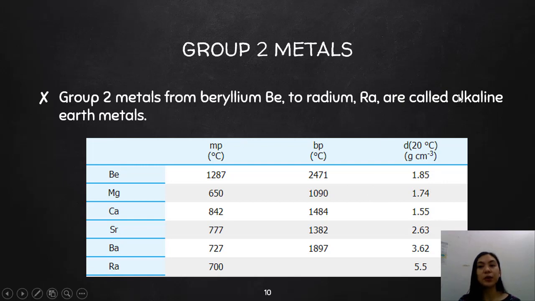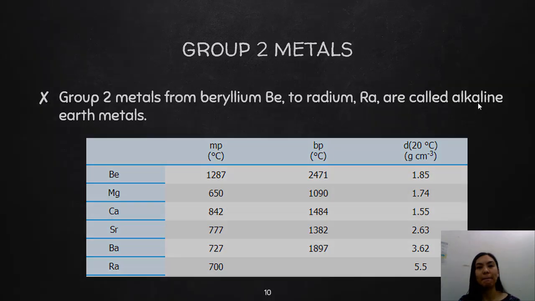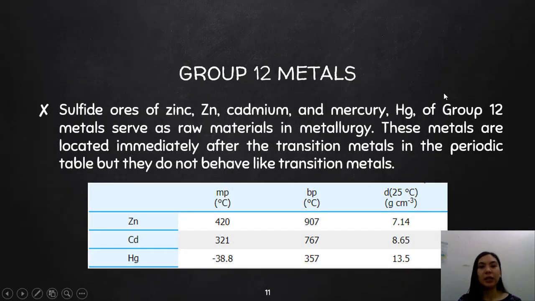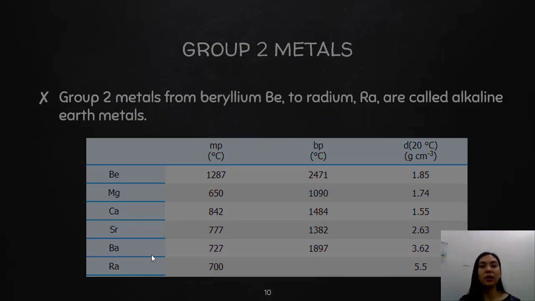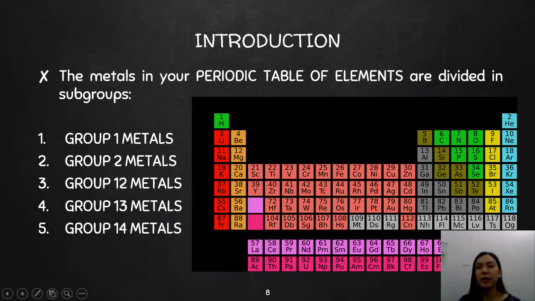So group 2 metals are called your alkaline earth metals. And now let's go to your group 12 metals. So group 12 metals consist of your zinc, cadmium, and mercury. Let's go back and take a look at where they are in the periodic table of elements. So here it is, zinc, cadmium, and mercury. So, let me make that correction. Here are our group 12 metals. There they are. Zinc, cadmium, and mercury.